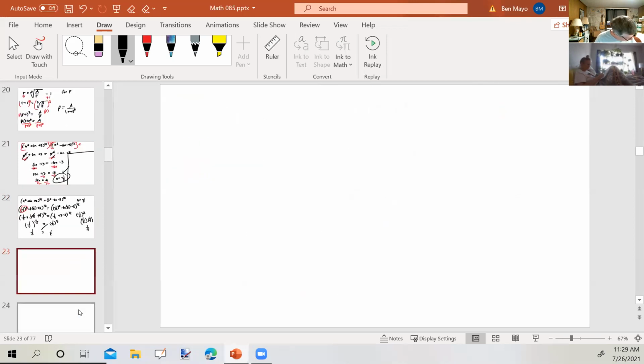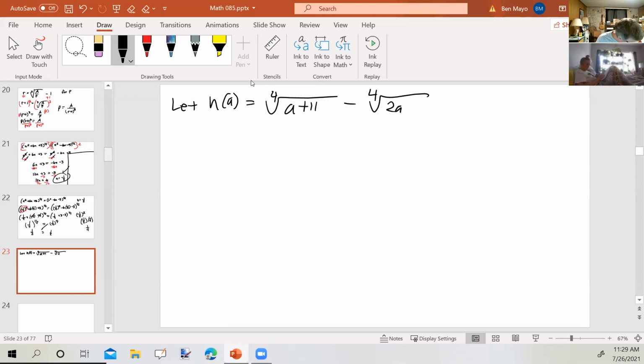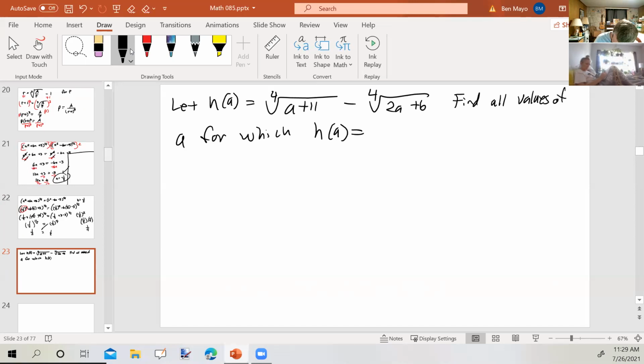Okay, it says, let h of a equal the 4th root of a plus 11 minus the 4th root of 2a plus 6. Find all values of a for which h of a equals 0.